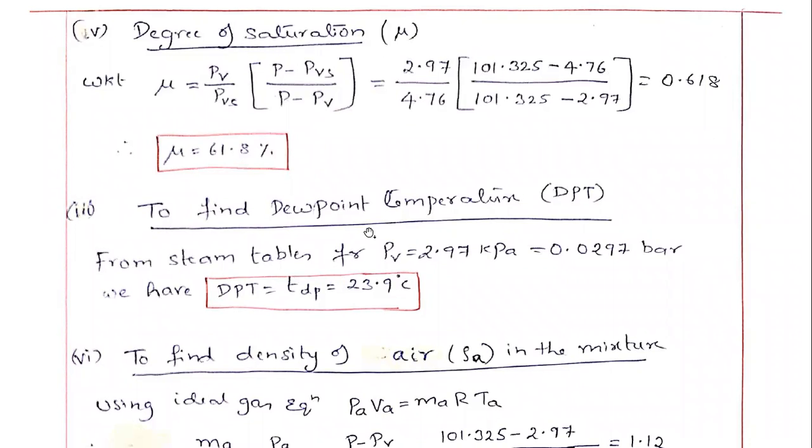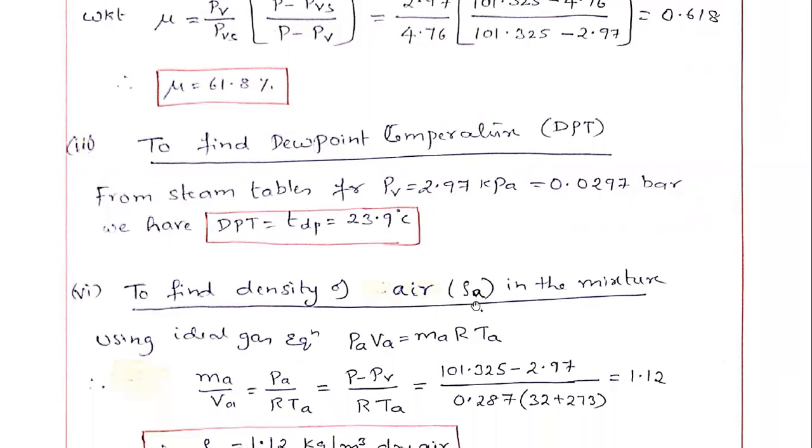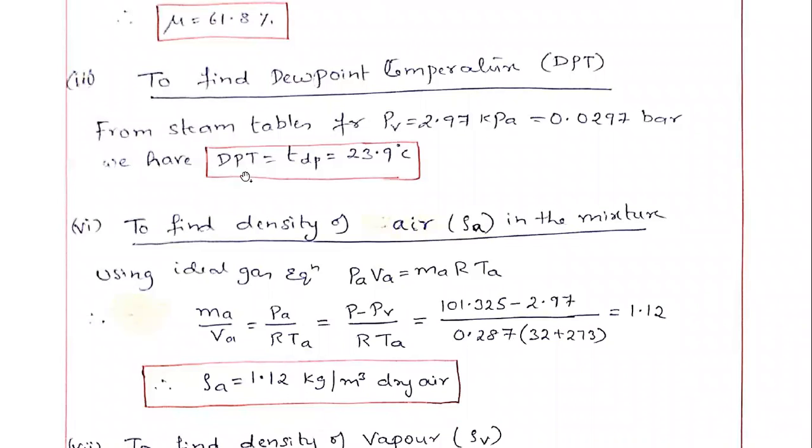Next, dew point temperature. This dew point temperature is always found out for the vapor pressure PV that we have. So we have to go to the first table, table 1, wherein the first column we will have the pressure. So for the pressure of 2.97, obtain the saturated temperature, that is nothing but 23.9 degrees, the DPT, the dew point temperature. Dew point temperature is nothing but the saturated temperature.